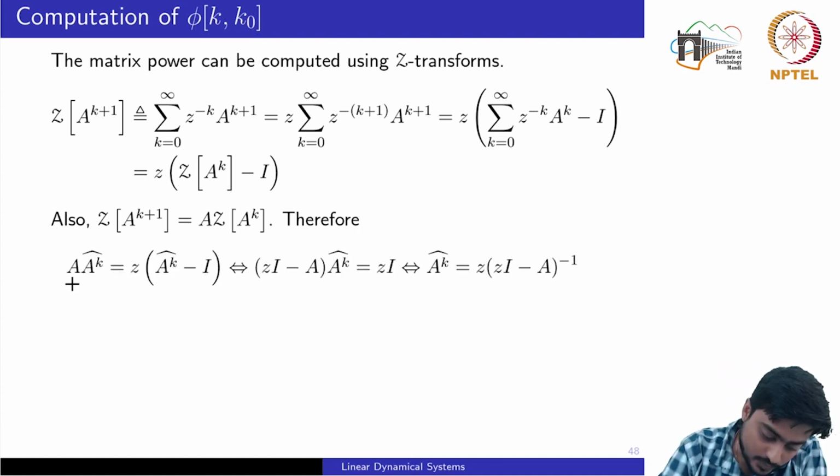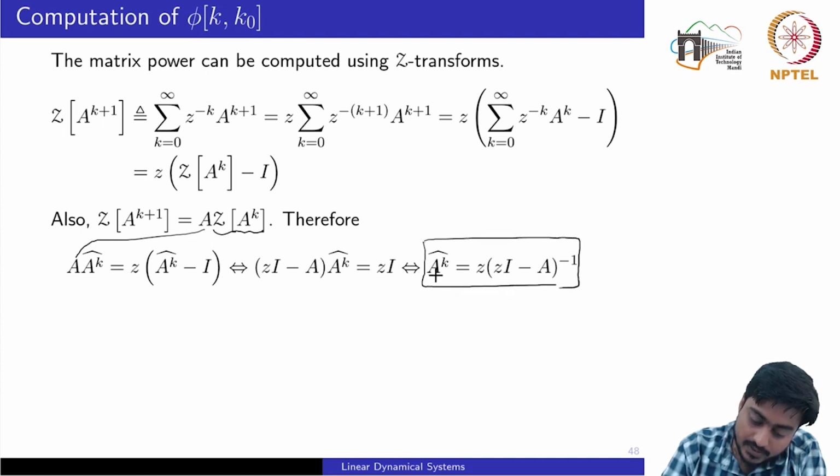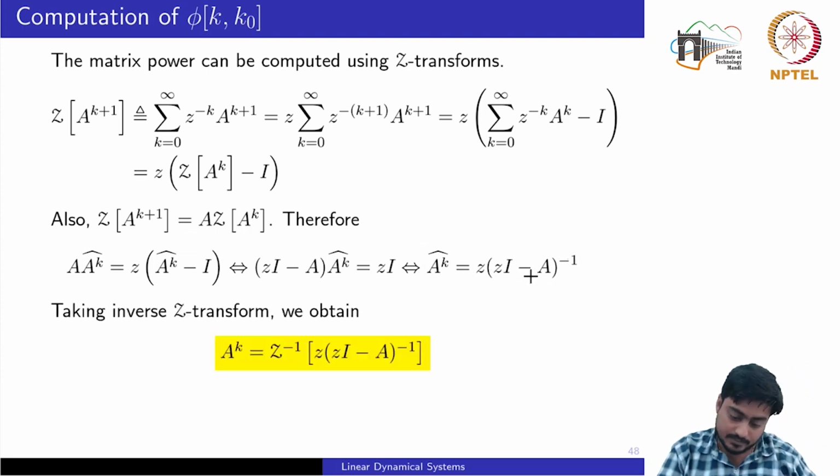Now in a similar way, if we proceed, this Z transform of A to the power k I represent by A hat. So the A hat is basically the Z transform of A to the power k. After simplifying all this, I finally get that the Z transform of A to the power k is given by z times the inverse of (zI minus A). So taking the inverse Z transform, we obtain A to the power k as the Z inverse of this whole part.